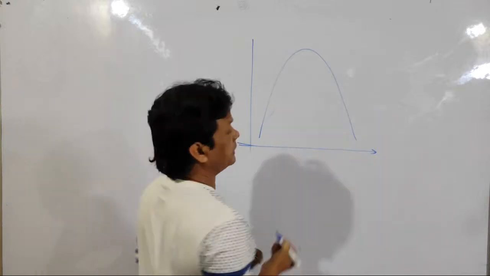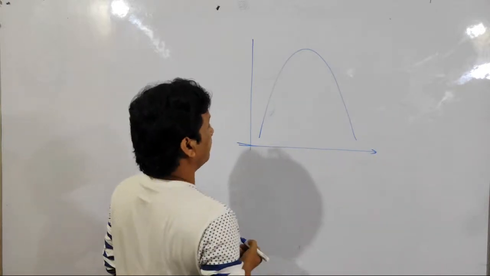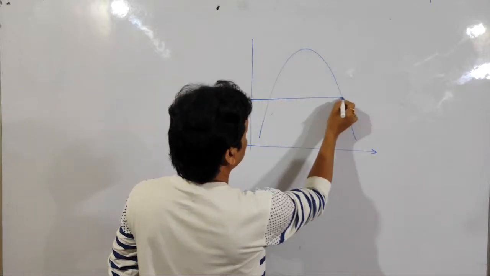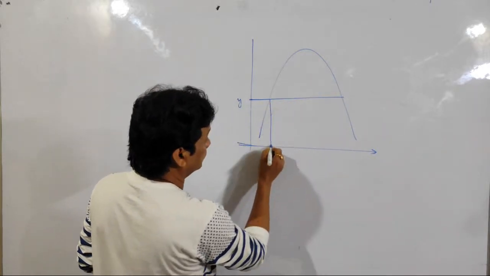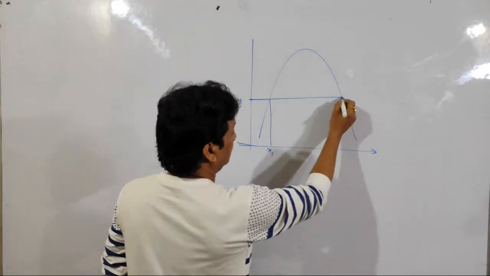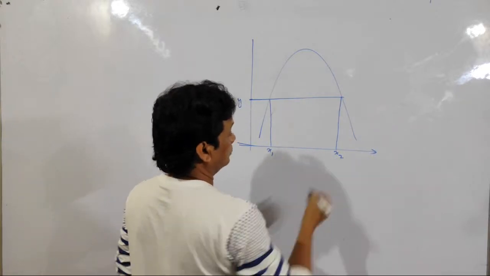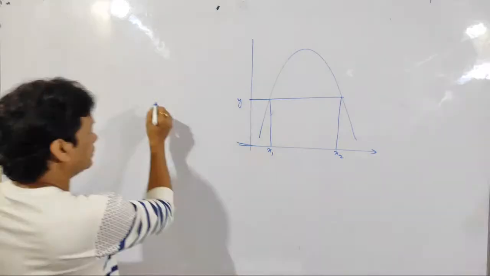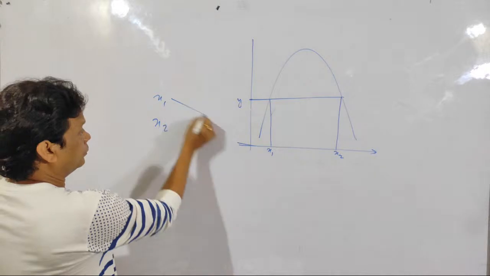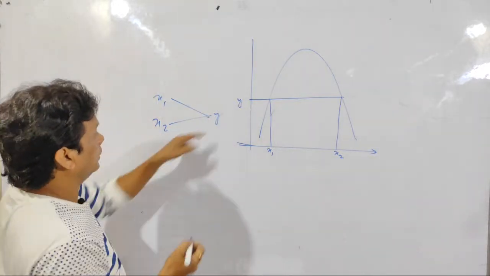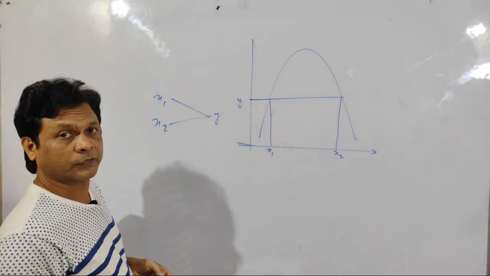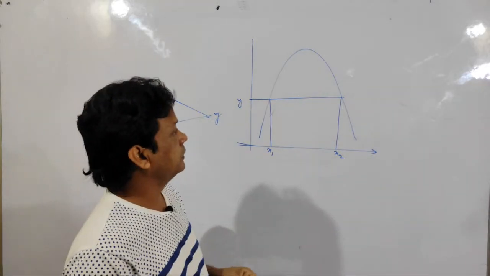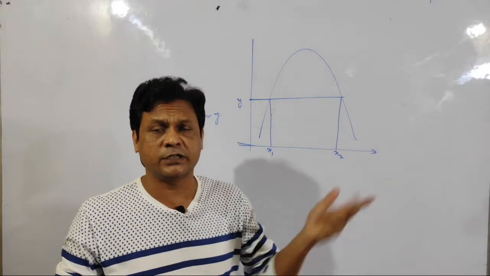If the graph of the function is like this, then for a particular value of y there will be two values of x, let them be x1 and x2. So it is a many-one function. Many-one means x1 and x2 give the same value of y. Clear? So every many-one function is neither a strictly increasing function nor a strictly decreasing function.